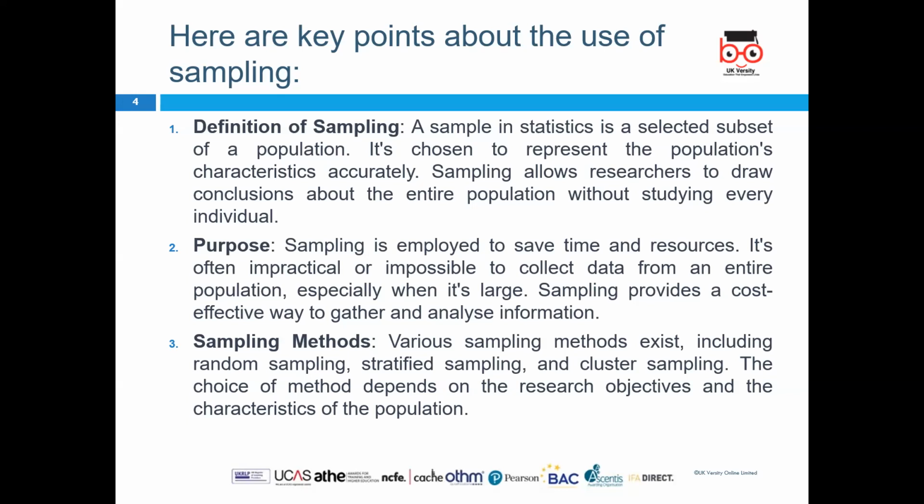In sampling, there are various sampling methods which exist, including random sampling, stratified sampling, and cluster sampling. So the choice of the method generally depends on the researcher's objectives and the characteristics of the population.